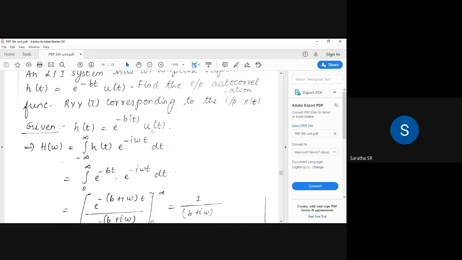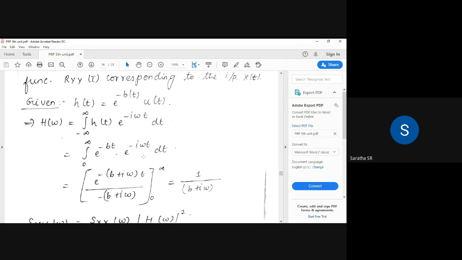You know that u of t is a unit step function. It is 1 only for the positive limit, 0 to infinity, and for the negative limit it is 0. Because of that reason we got 0 to infinity here, where u of t is 1. That's why we didn't write u of t, because in this limit the u of t value is 1. For the remaining limit it is 0, so you won't consider that limit. So remaining we have e power minus dt, e power minus i omega t dt.